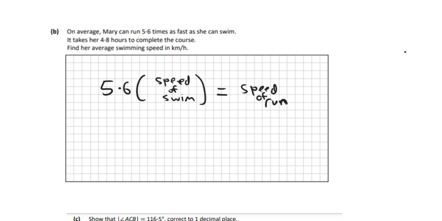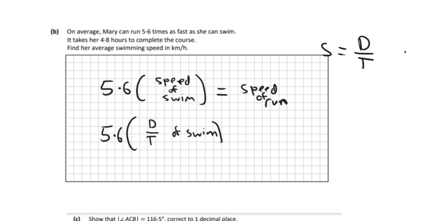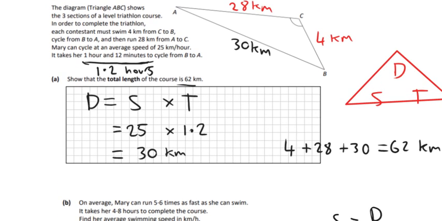So that's an equation, and there's one thing that we don't really know here. So remember, speed is distance over time. So 5.6 times the distance over the time of the swim is equal to distance over time of the run. So let's think about it for a second. So 5.6, you can fill in the distance of the swim. I know we know all the distances. The swim was 4 kilometers.